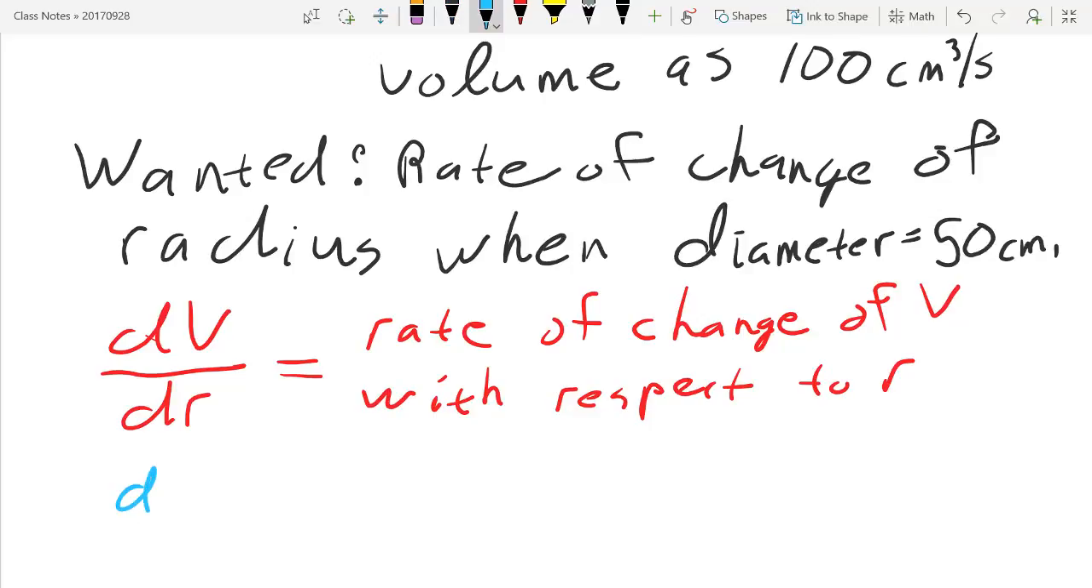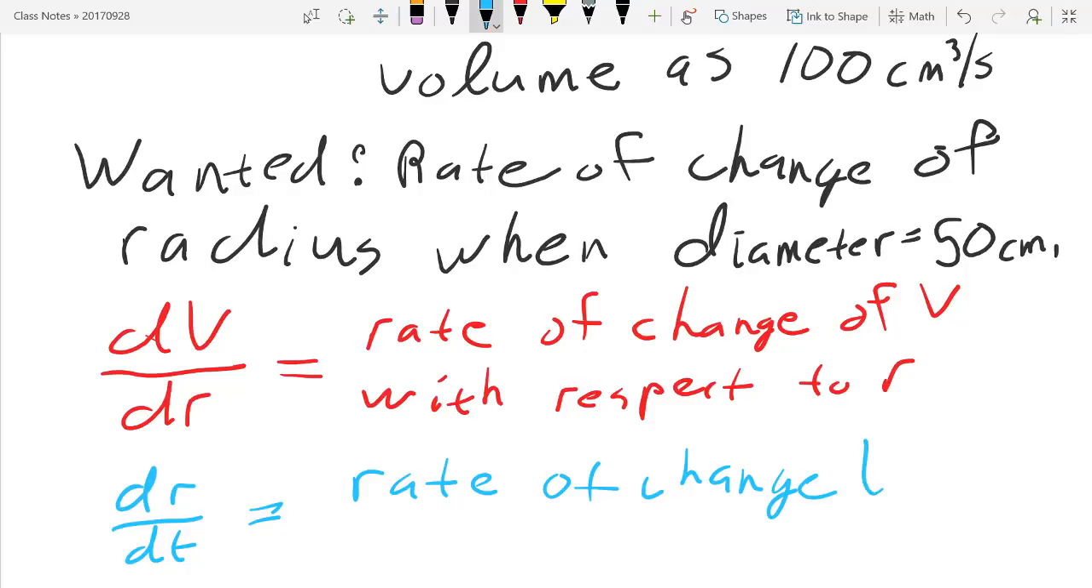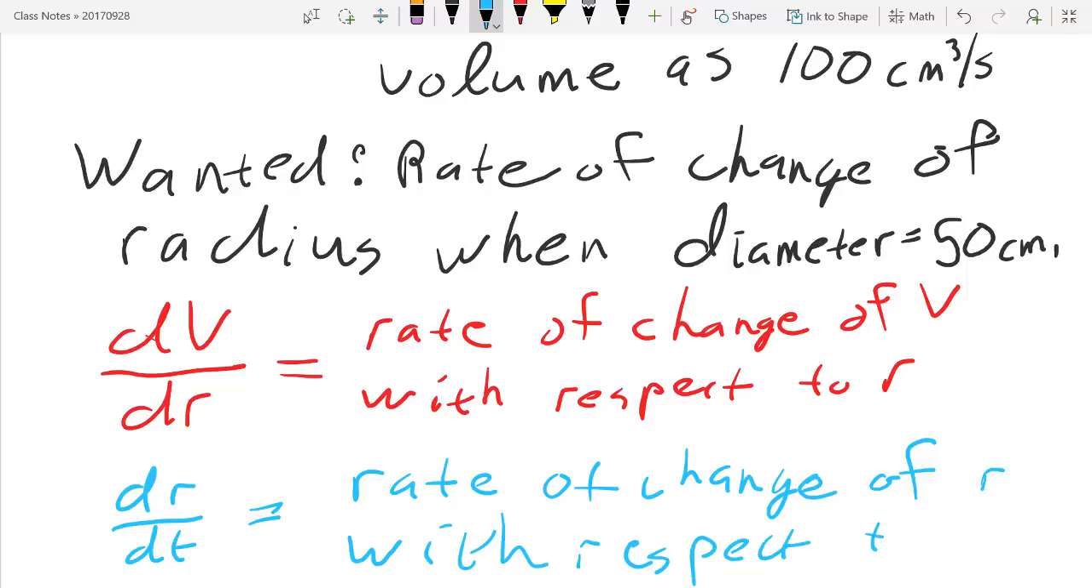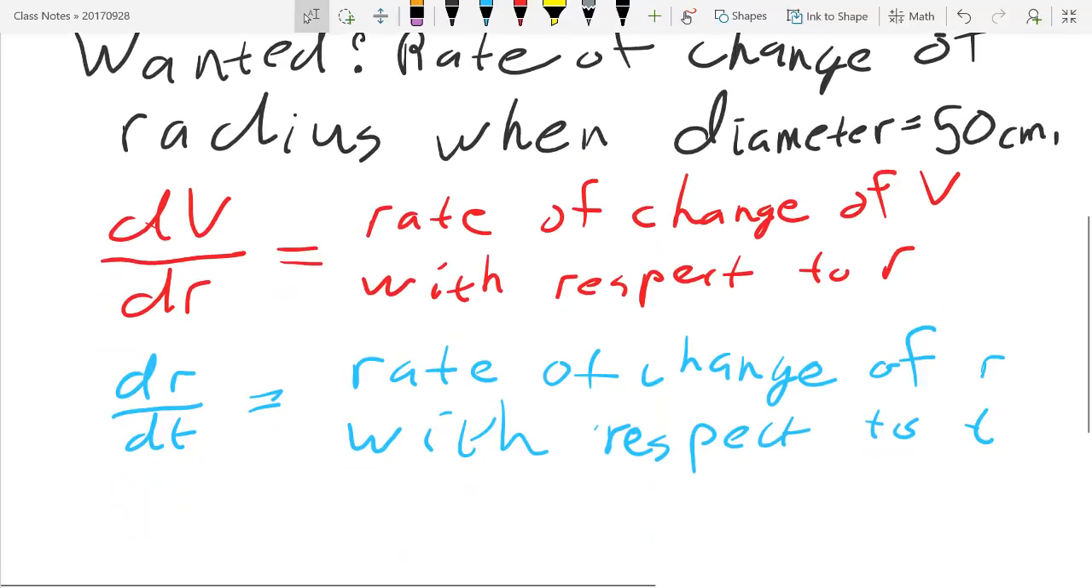So what about, now we have the derivative of r with respect to t. Okay, what is this measuring for us? It's going to be the rate of change of r with respect to time. Okay, so it's going to be kind of how we measure these kind of things here with respect to time.